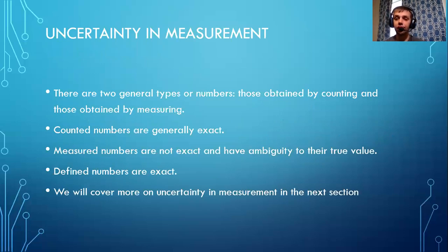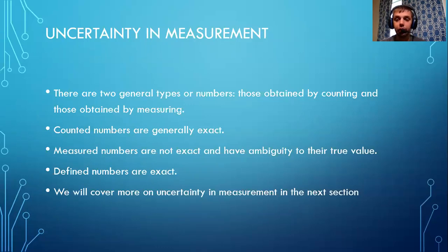So the first thing to realize about measurement is that there is a certain amount of ambiguity whenever you measure something. And we will cover that more in depth, what I mean by that, when we go on to section 3. But for now, just accept that there are two types of numbers, those obtained by counting and those obtained by measuring. If you count something, it is exact, it's called an exact number. If you measure something, it's called an approximate number. Yeah, we'll get into that more later.